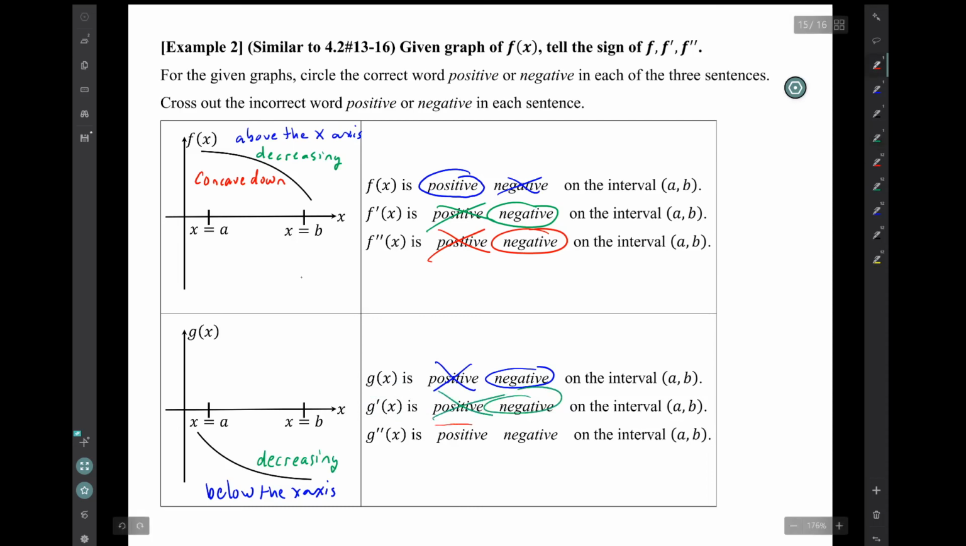And finally, for g double prime, we have to decide whether it's positive or negative. Well, the sign behavior of g double prime corresponds to the concavity behavior of g. We see that g is concave up, so that tells us that g double prime is positive. Let's go on.